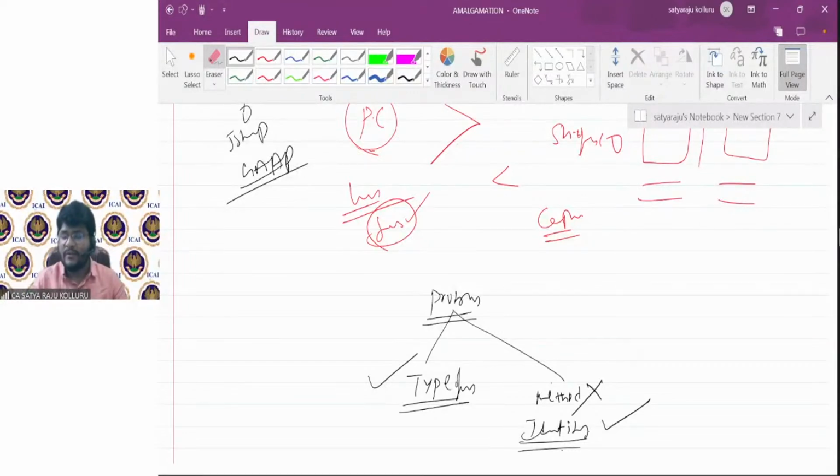That is, when is amalgamation said to be amalgamation in the nature of merger and amalgamation in the nature of purchase? Such 5 points are there. Apply such 5 points. If they are applicable, then merger. Otherwise, purchase method. Accordingly, you can decide and resolve the problem.